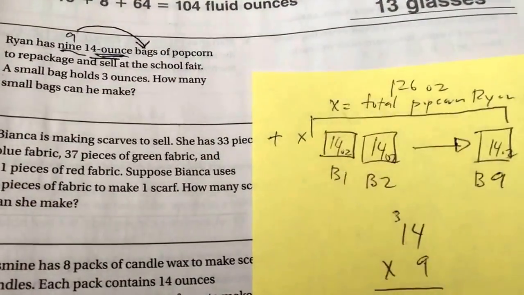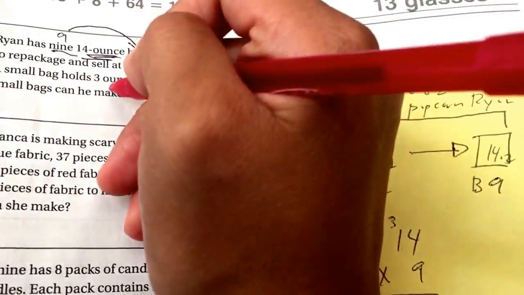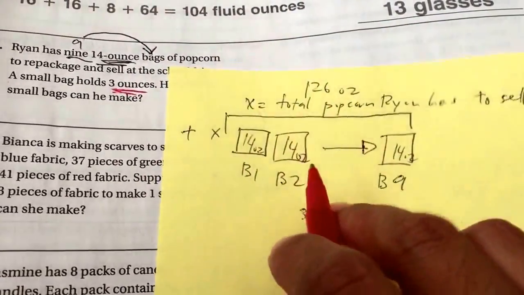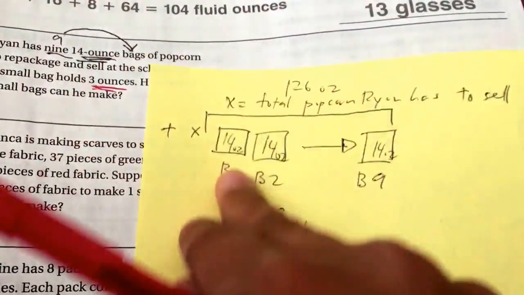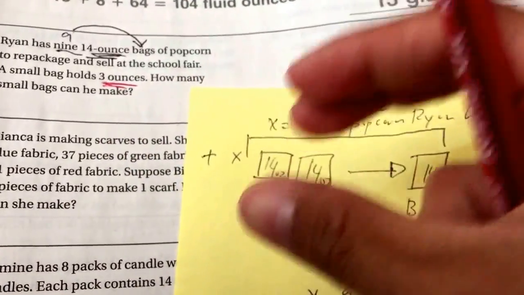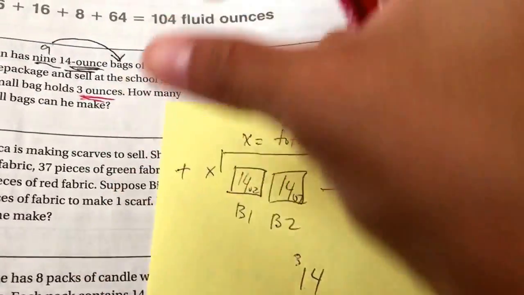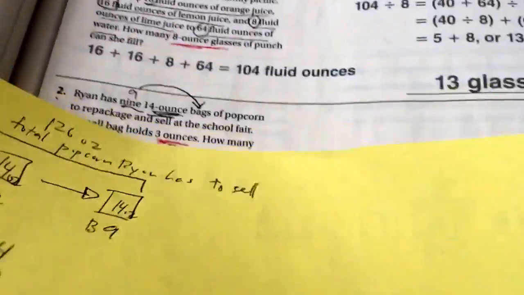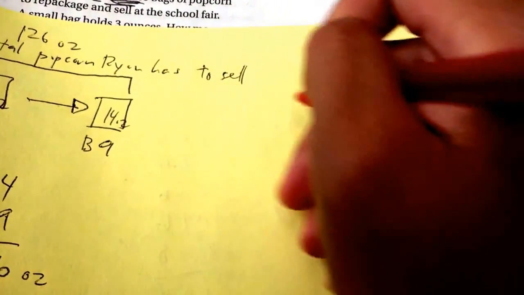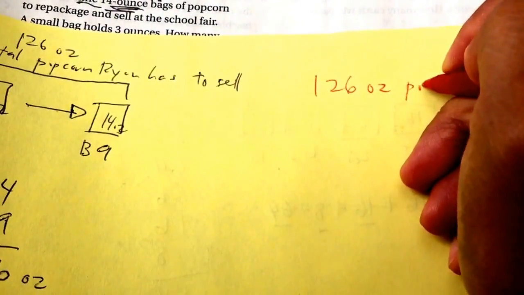Now, a small bag holds 3 ounces. So he's going to repackage these into just 3 ounces. And he's probably just going to sell it like, you know, what we do for like $1. So he has like a small 3 ounce bag, he sells it for $1. 3 ounces, 3 ounces, 3 ounces. So here's our second part of the equation. We know right now he has a total of 126 ounces of popcorn.